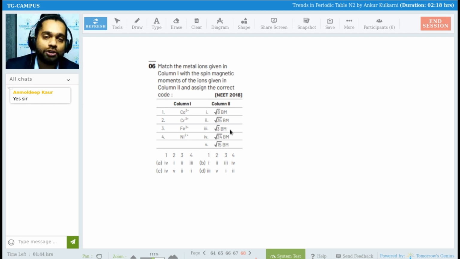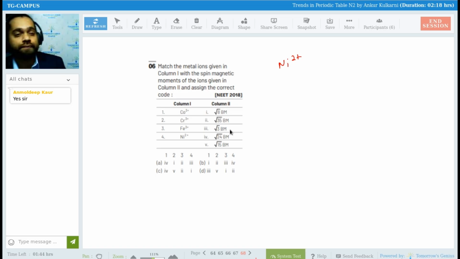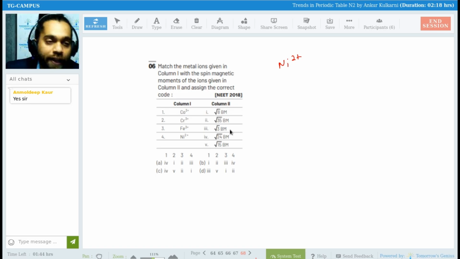Okay. Correct, Sarjana. So just solve for Ni2+, you'll get your answer. Anmoldeep, I'm waiting for your answer. Prashanti, you have not given any answers today. What happened? Yes, Ni2+, Anmoldeep. What will be the answer? Come on, solve it. Nickel, if you do not know, I'll help you.